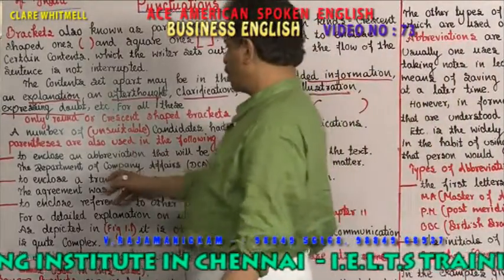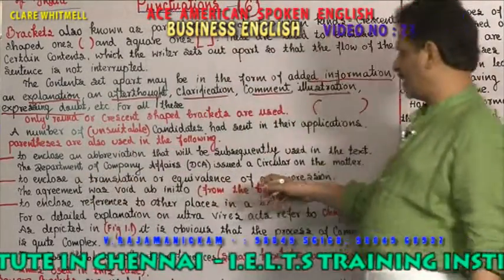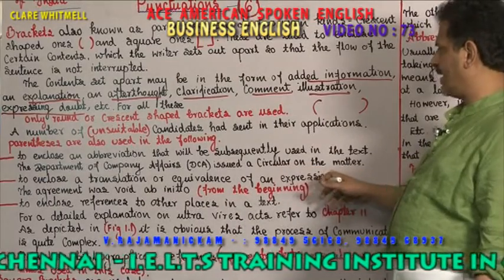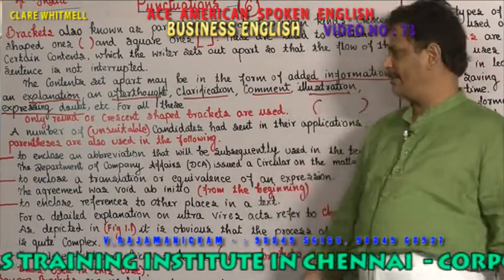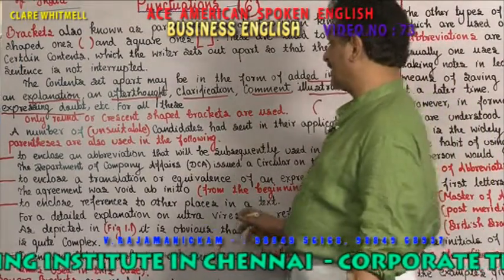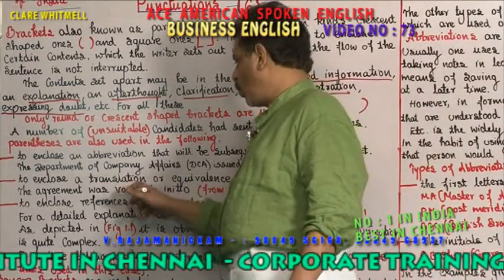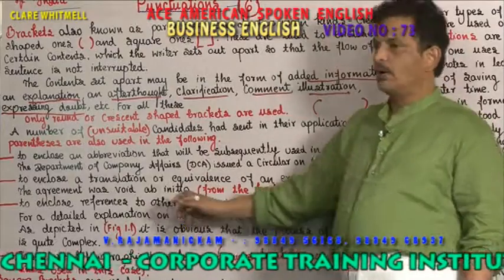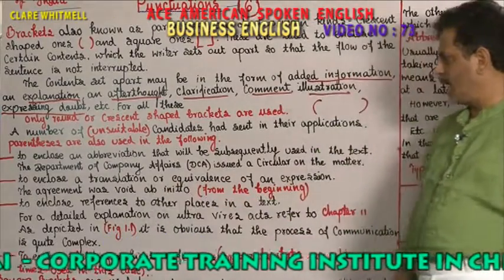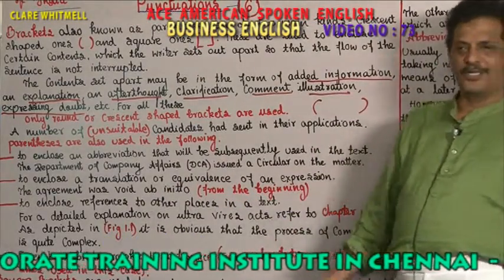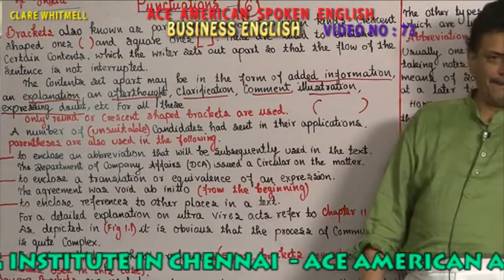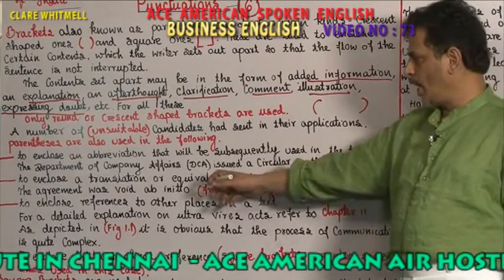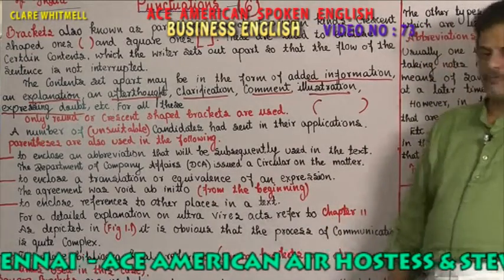Number two place, to enclose a translation or equivalence of an expression, the translation or the meaning you are writing. For example, it is given like this: the agreement was void ab initio. Void ab initio means what? So, in the bracket you are writing from the beginning. Void ab initio means what? From the beginning.